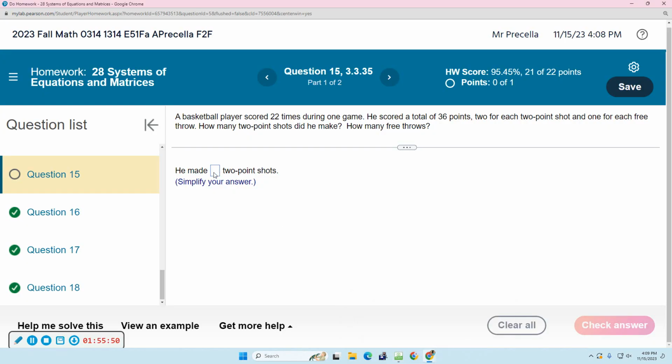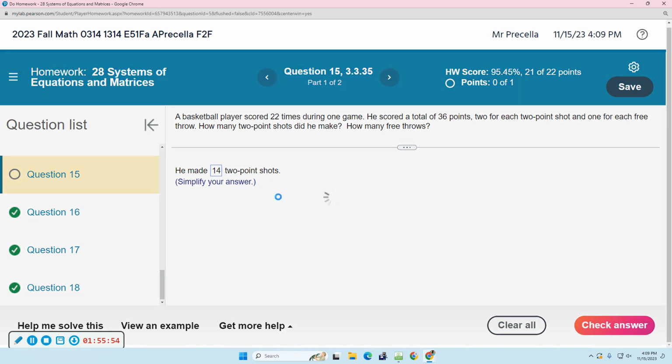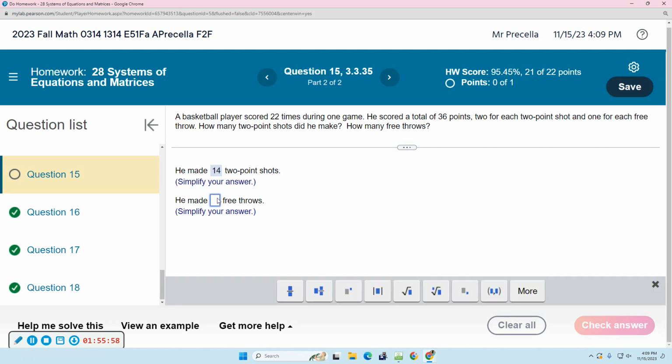Any questions there? Okay, so wait. The 14 2-pointers is 14, okay? And now, 8 free throws.